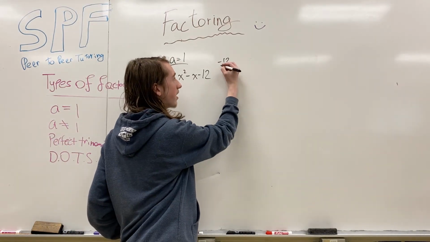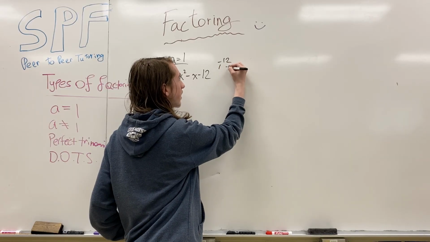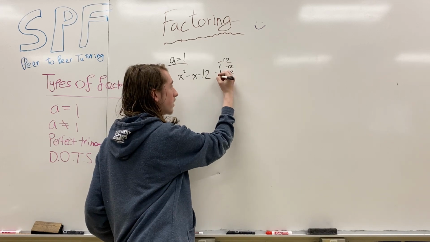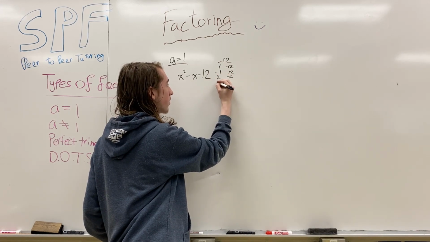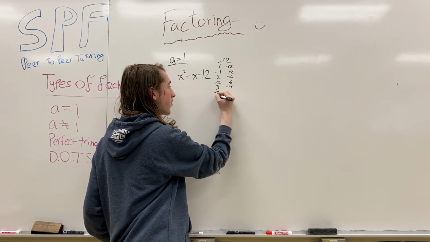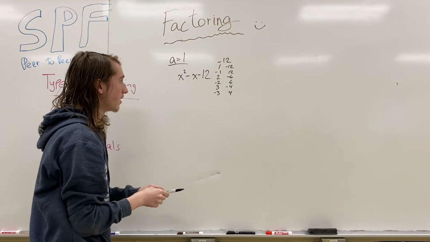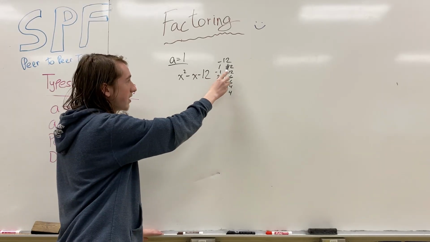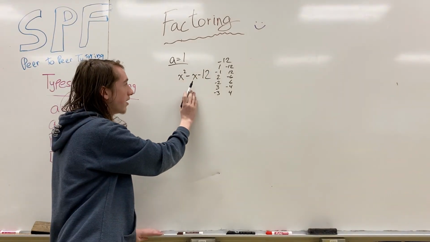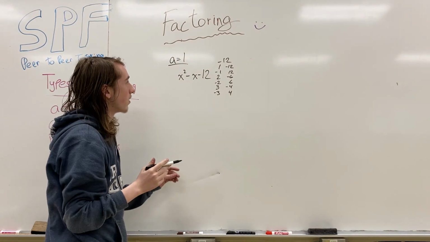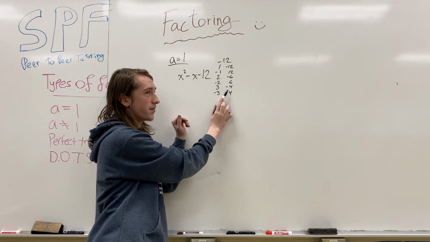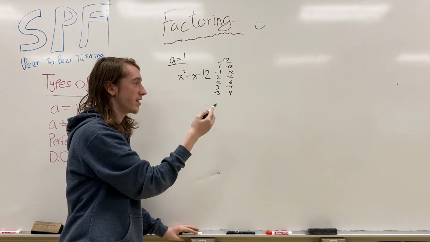You could have 1 and -12, or -1 and 12, or 2 and -6, or -2 and 6, or 3 and -4, and -3 and 4. So you see, because it's negative, we've got to have a positive and a negative multiplied together to equal that. So now we've just got to find something here that can add to -1. If you go through the list, you might notice that this is the only one that adds to -1 because 3 minus 4 is -1.